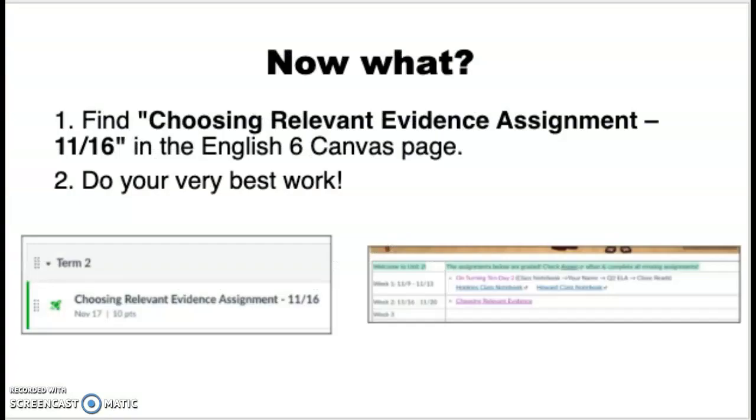Awesome job, y'all. So, now what? You're going to go into Canvas and find the Choosing Relevant Evidence assignment, November 16th, in the English 6 Canvas page. You can find it by going into Modules and finding it in the Term 2 module, or you can find it in the list of assignments on our English 6 homepage underneath the Bitmoji Classroom.